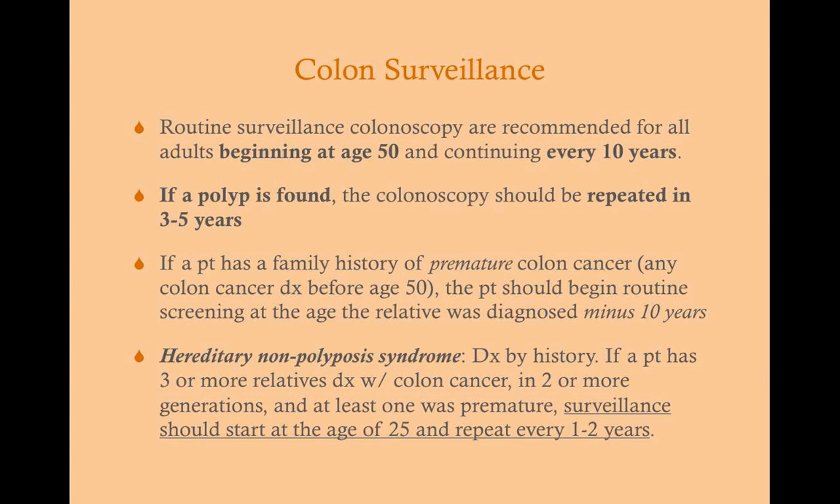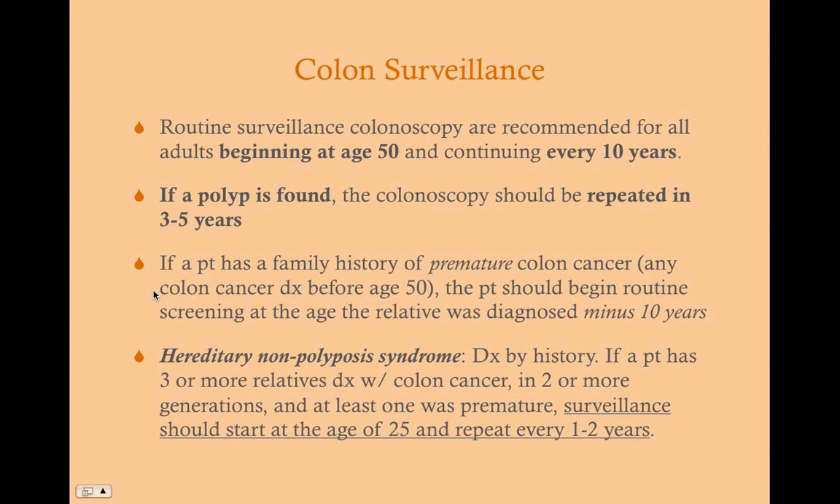If a polyp is found, then the colonoscopy will be repeated every 3 to 5 years until you don't find a polyp anymore. So if you do a colonoscopy at age 50 and you don't find a polyp, you do it again at age 60. If you find a polyp at age 60, then you're going to do it again in 3 to 5 years. And a gastroenterologist may do it at 3 years, they may do it at 5 years. It really depends on the gastroenterologist. But just know if a polyp is found, you're going to repeat your colonoscopy in 3 to 5 years.